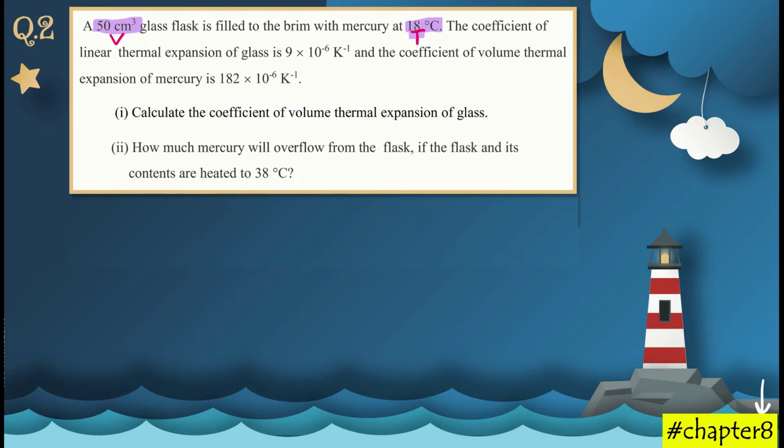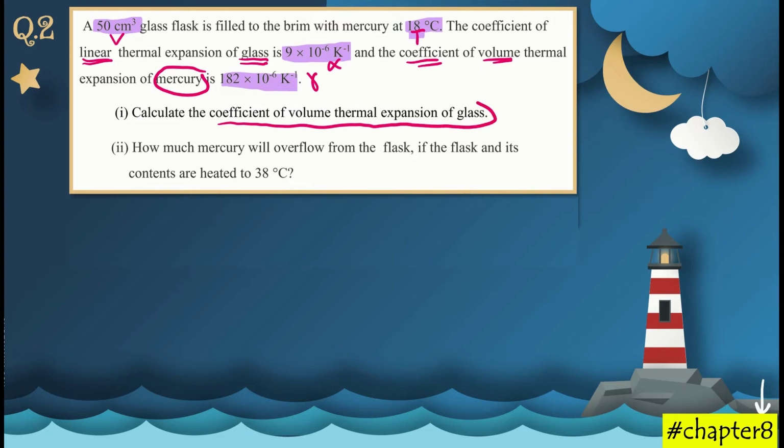So here is alpha, as this is the coefficient for linear, and the coefficient for volume thermal expansion is 182 times 10 to minus 6. So this is our value of gamma. Bear in mind that this is for mercury, the liquid in the flask, and this is for glass. So the first question is to calculate the coefficient of the volume thermal expansion of the glass.